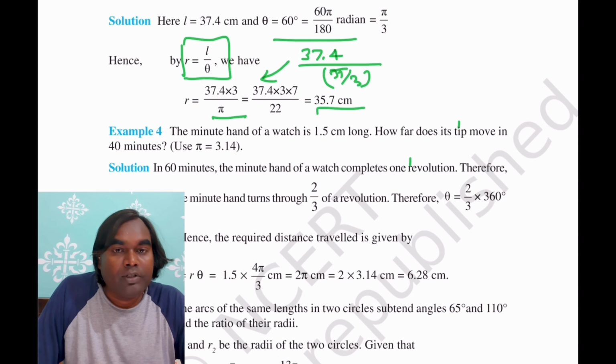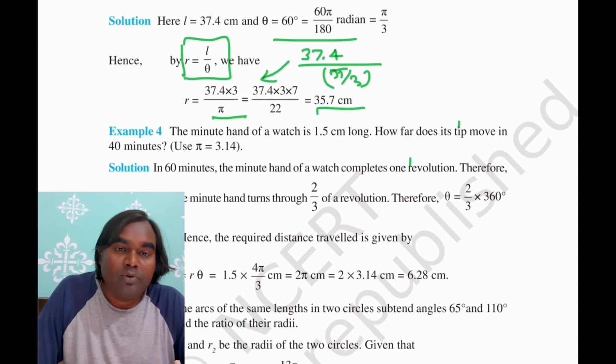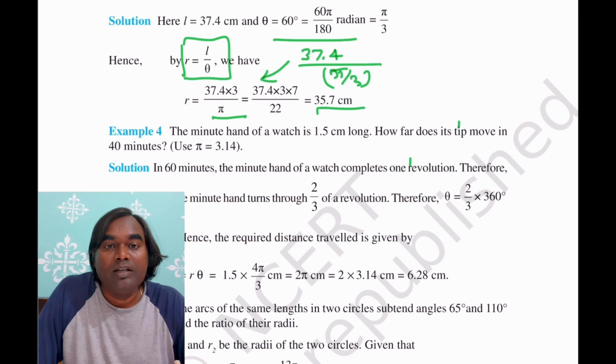Now example 4. The minute hand of a watch is 1.5 centimeter long. How far does its tip move in 40 minutes? So you have to find the length of an arc.